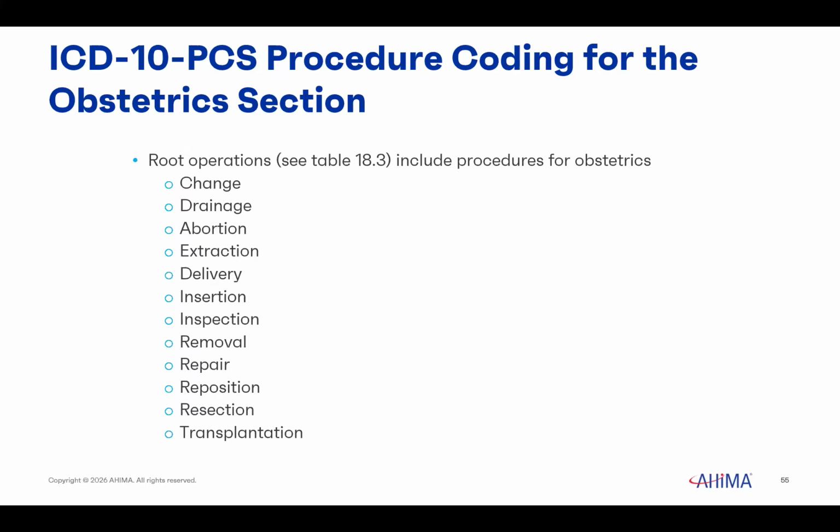And again, these are all summarized in table 18.3 of your text, so you may want to take a quick review. These are also in the PCS codebook. The root operations are such things as change, drainage, abortion, extraction, and so on, right? Repair, right? Each of these has a very specific definition, and choosing the correct root operation is the most important thing to get the correct PCS codes. These are your keys to the kingdom.